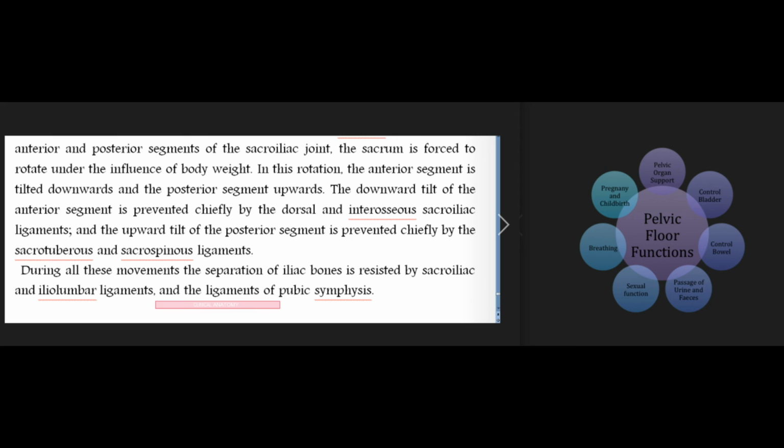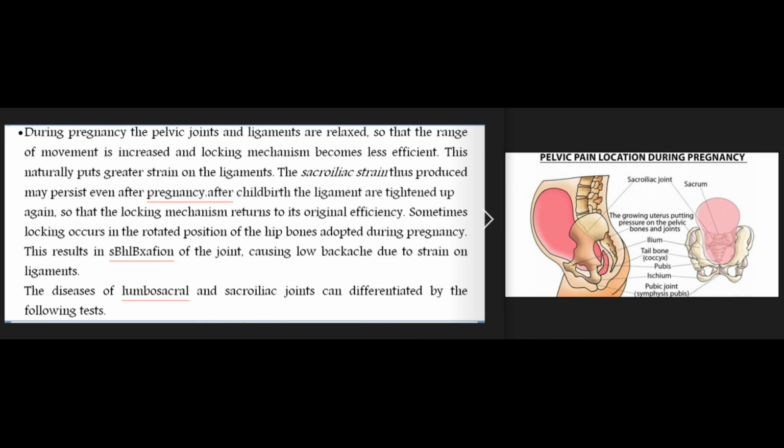The downward tilt of the anterior segment is prevented chiefly by the dorsal and interosseous sacroiliac ligaments, and the upward tilt of the posterior segment is prevented chiefly by the sacrotuberous and sacrospinous ligaments. During all these movements, the separation of iliac bones is resisted by sacroiliac and iliolumbar ligaments, and the ligaments of pubic symphysis. During pregnancy, the pelvic joints and ligaments are relaxed, so that the range of movement is increased and locking mechanism becomes less efficient.